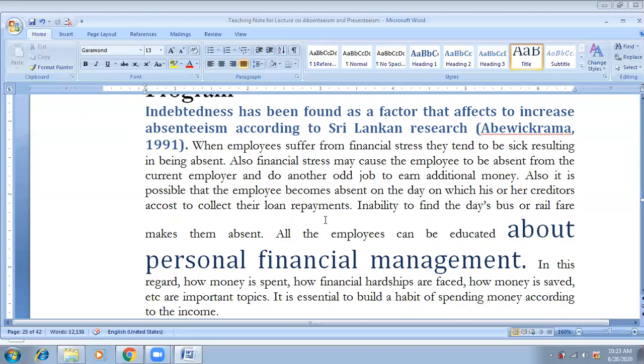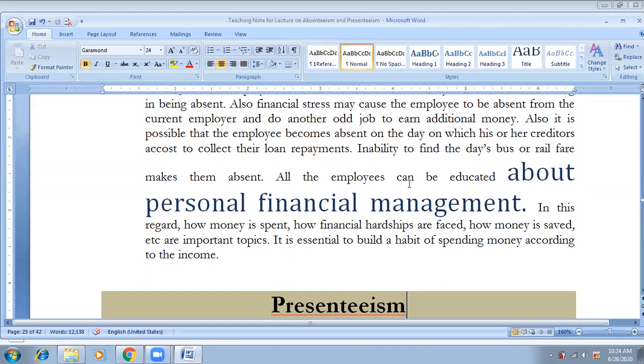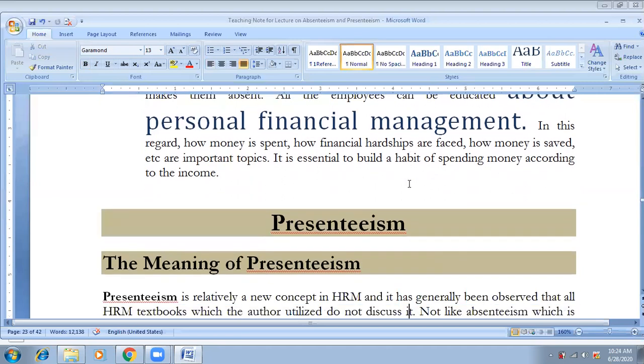So therefore, it is important to give an education about personal financial management, self-financial management. Genuinely, many people are bad at financial management. That is an art. There is a science also, and that science we have to learn. We have to teach.